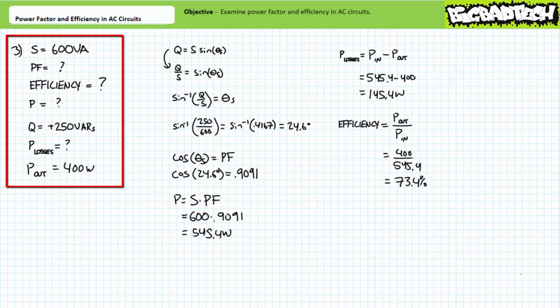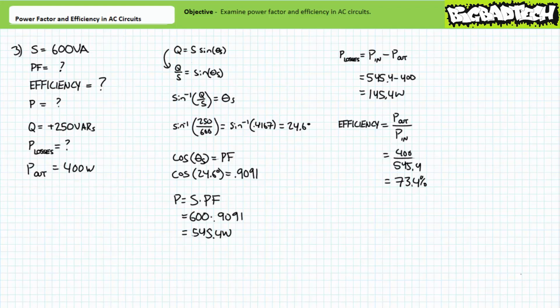Finally, our third illustrated example problem features a system known to produce 400 watts of usable power. We're additionally aware that the system is consuming 600 volt amperes of apparent power and positive 250 vars of reactive power. We're being asked to solve for power factor, efficiency, real power input, and losses. This isn't a complete setup as were the 2 previous example problems and might have necessitated some thought and effort on your part.